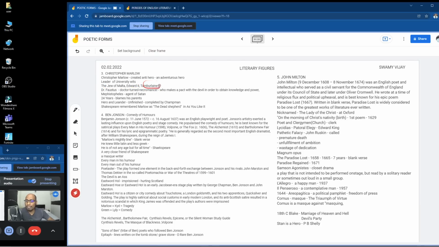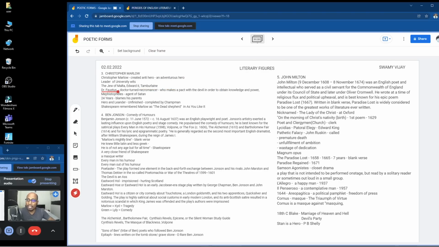Tamburlaine has become a source of information or inspiration for somebody for some work. Can anybody tell me? Tamburlaine. Has it become a source of inspiration for anybody? Is it Shakespeare, sir? For which work? Find out. So, did Tamburlaine become an inspiration or source of information for any other work in literature or not? You find out.